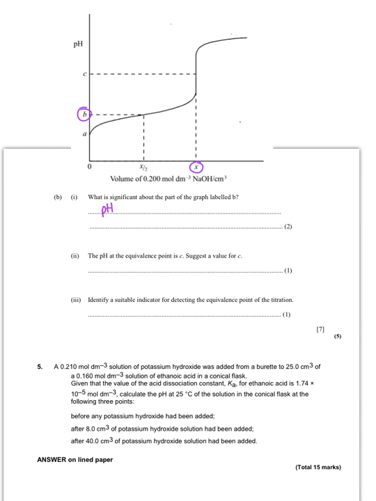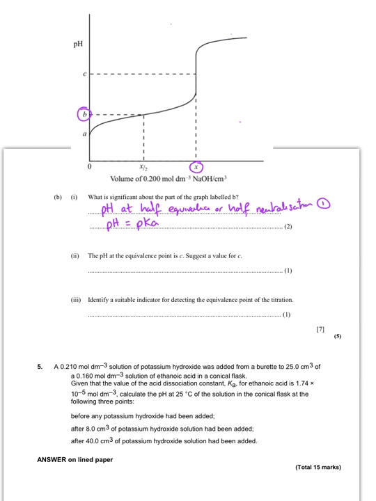So the first thing is, it is the pH at half equivalence, or half neutralisation. That gets you 1 mark. Second thing you need to know, at half equivalence, pH is equal to pKa. And that is how you work out the Ka of a weak acid.